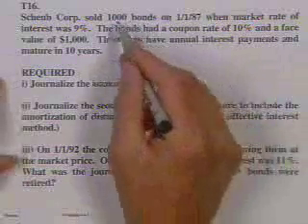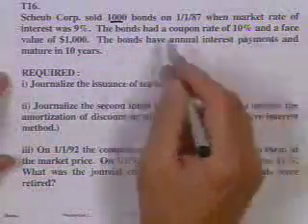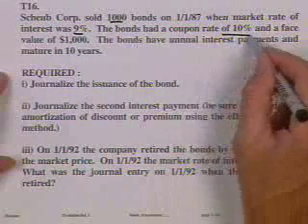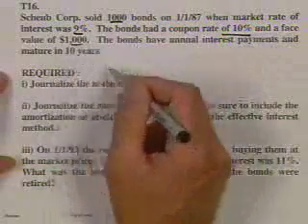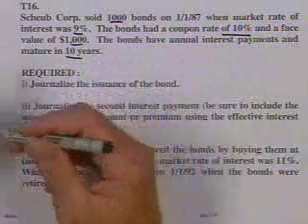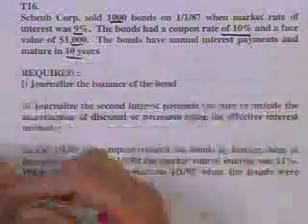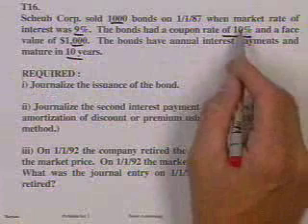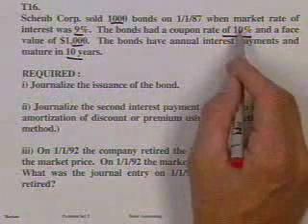So in this case, we have 1,000 bonds. The market rate was 9%, and the bonds have a coupon rate of 10%. Face value, $1,000, maturity 10 years. The key thing here is to recognize that when they set the coupon rate, they set the coupon rate at approximately what the market rate was.